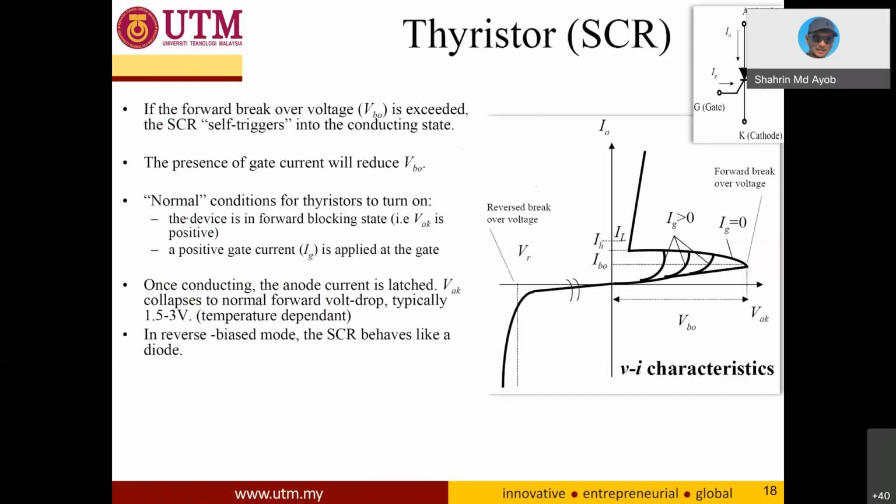So this is the condition. The first thing you need to do is make sure that the device is, sorry, this is not forward blocking, this is forward bias. Forward bias state, and then you give positive gate current to this terminal. So these are the two conditions to turn on the SCR. The first one must be forward bias, and the second one you must give a triggering signal.